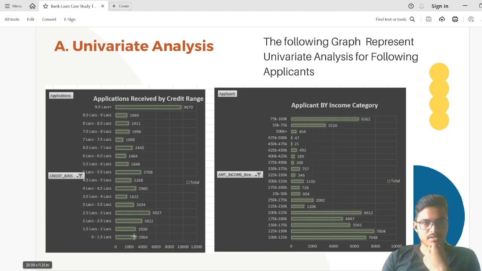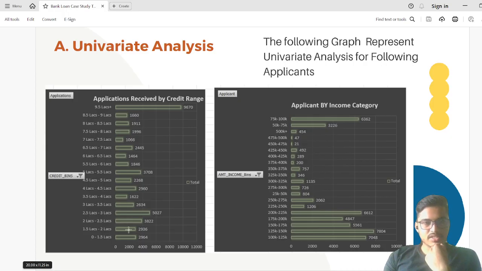In graph A, we can see that we have made the bins for this, as we have already introduced, and for the income category also we have made the bins. In the credit range, it starts from 0 to 1.5 lakhs and then goes up. The maximum applicants received for the credit range is 9.5 lakh and plus. We can also see the second highest being 2.5 lakhs plus to 3 lakhs.